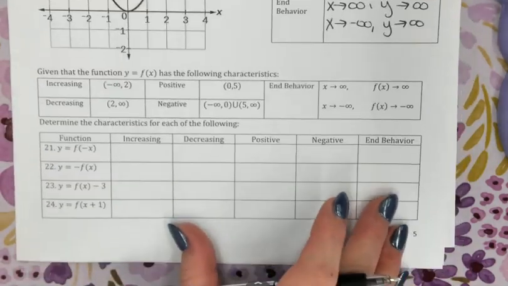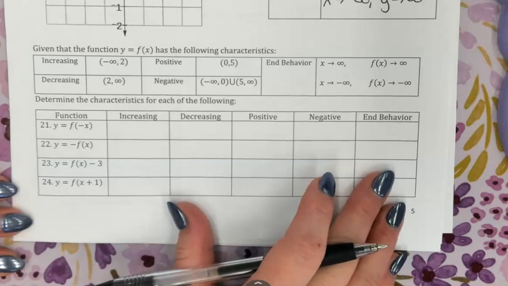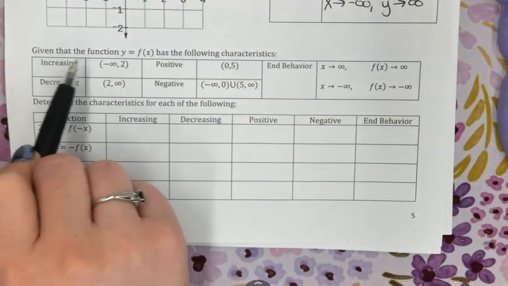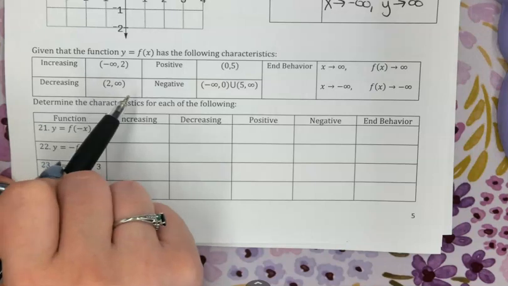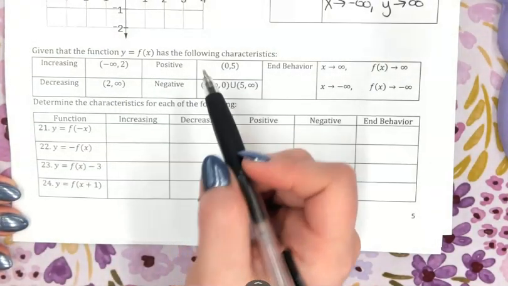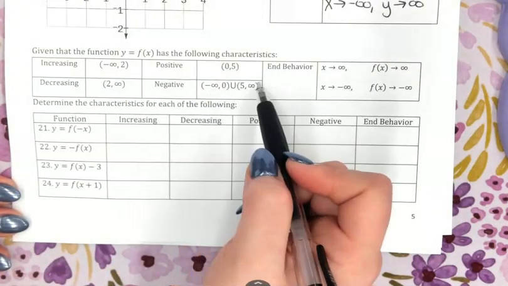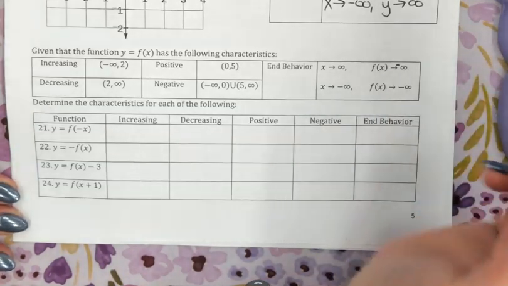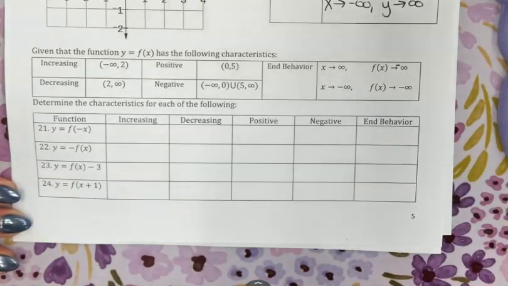Okay, this next one is going to be a little conceptual because I don't have a graph, so we're going to have to visualize this. I've got a graph with these characteristics. I'm increasing from negative infinity to 2, and then I'm decreasing. I'm positive from 0 to 5, negative everywhere else, and these are my end behaviors. And we're actually going to change this one to be negative infinity as well. Both of my end arrows are going downward.